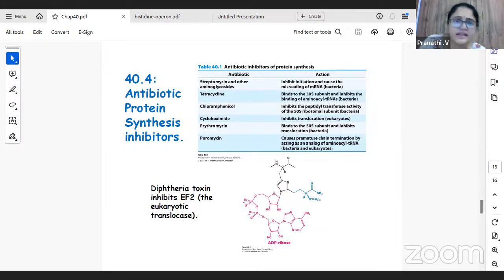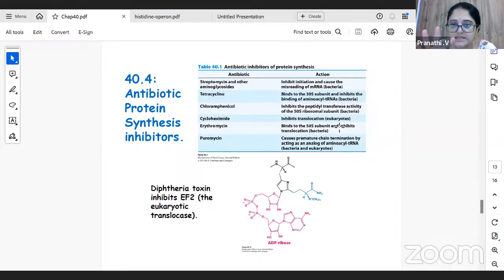Where are they going to act actually? You have antibiotics, bacterial antibiotics in fact. So what is happening over here? You have different kinds of antibiotics. Where are they going to go and act so that protein synthesis does not take place? With streptomycin and aminoglycosides, initiation of that mRNA itself is not taking place. So whenever fMet initiation is stopped, you do not have bacterial protein synthesis occurring at all.